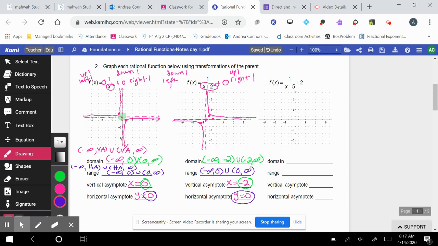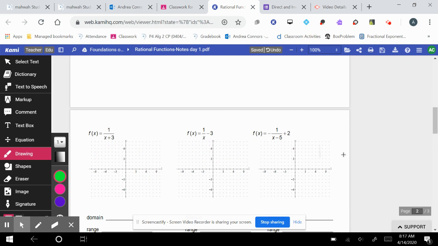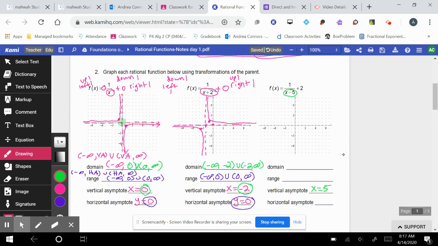Next one over here, same thing. We're going to set up by doing your evil inside for your vertical asymptote, which is x is equal to 5. So I go to x is equal to 5. I'm going to do a vertical dotted line because that's my vertical asymptote. Then my y is going to be y is equal to 2.